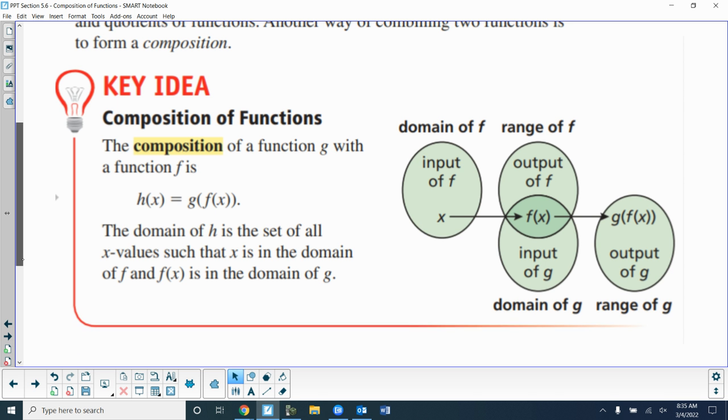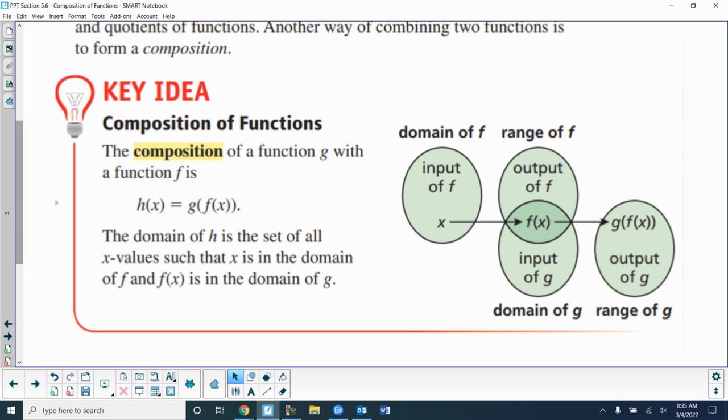So the composition of a function g with a function f is written this way. So h of x equals g of f of x is how we say that, g of f of x. So basically what we're doing is we're taking whatever f of x is and putting it into the g function when it's like that. Okay? So whatever answer you get for f of x, you're going to substitute into the g function for x. All right? So it's easy to understand once we do a couple of examples.